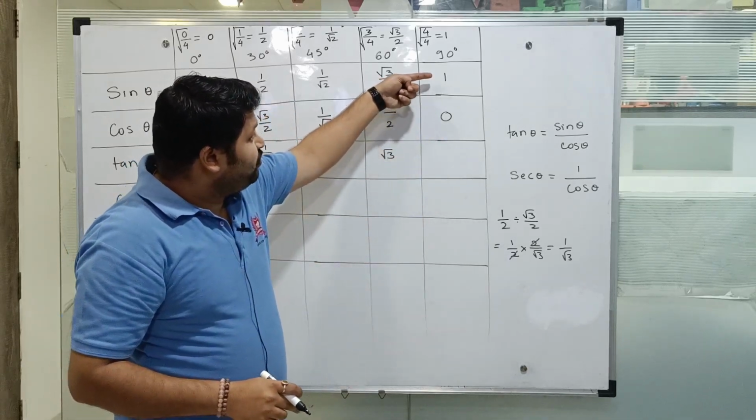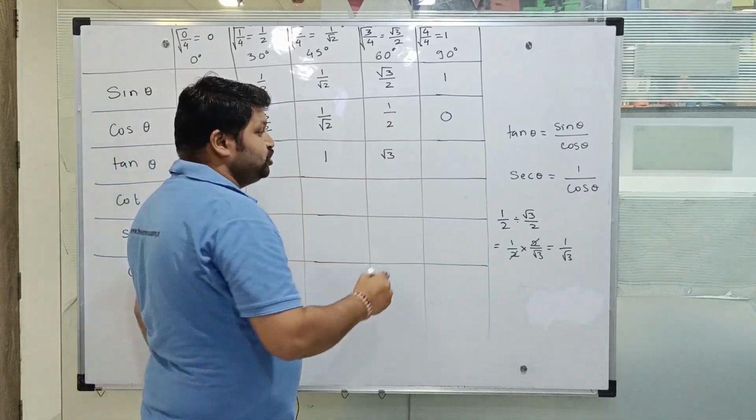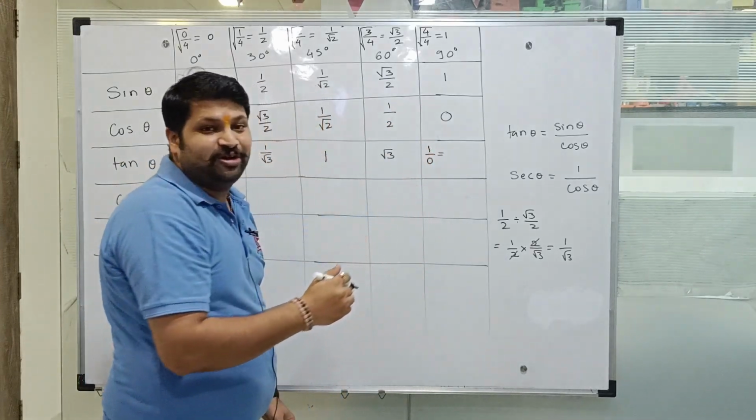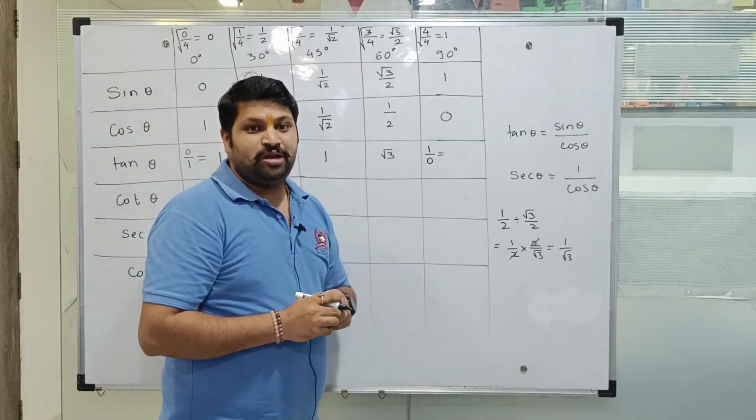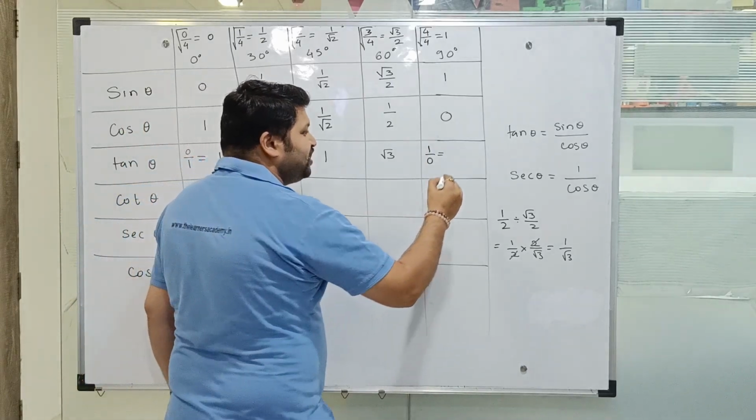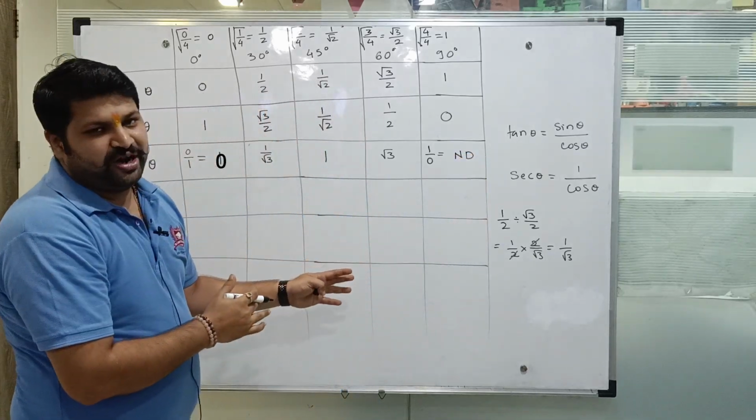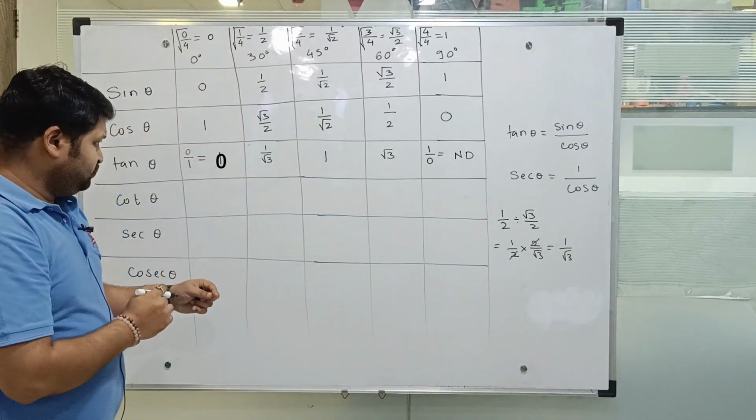Here it would be 1 divided by 0. So if we have any number divided by 0, the final answer is not defined. So we'll write this answer as not defined or infinity. We prefer writing not defined.